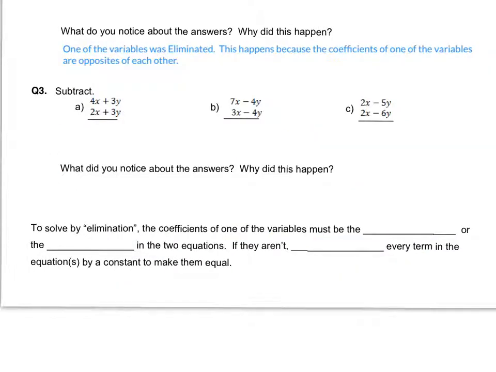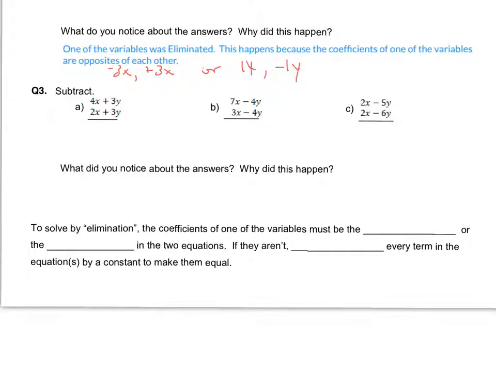Okay, so I wrote in one of the variables was eliminated, and this happens because the coefficients of one of the variables are opposites of each other, like a minus 3x and a positive 3x. So I'll put that in here, minus 3x, and then we had positive 3x. Or we had a positive 1y, I think it was y, not x, and a minus 1y.